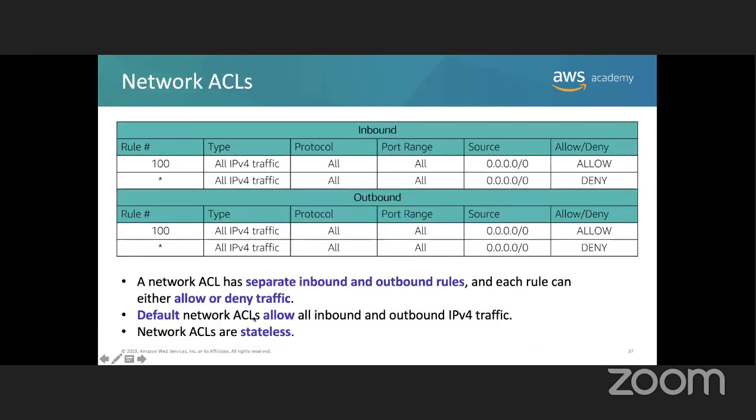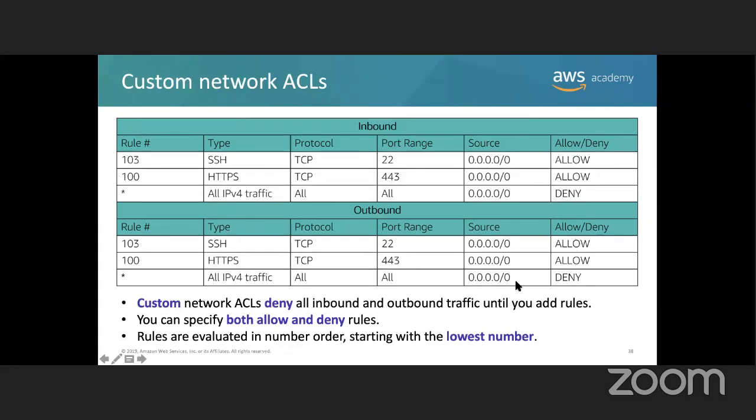So this one, the default one, allows by default. The custom one denies all inbound and outbound rules until you add rules. All right, you see the difference? The default allows by default, the custom denies by default until you add rules. So you can specify both allow and deny rules.